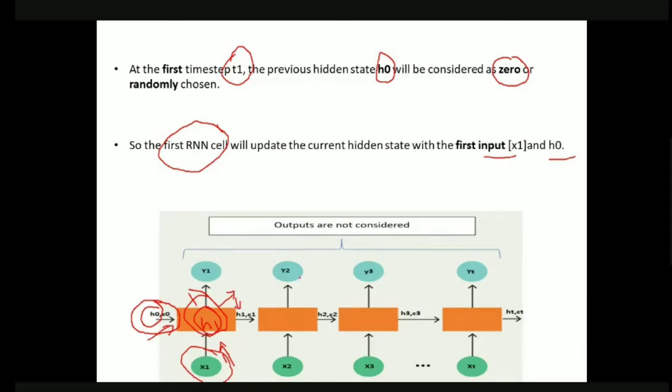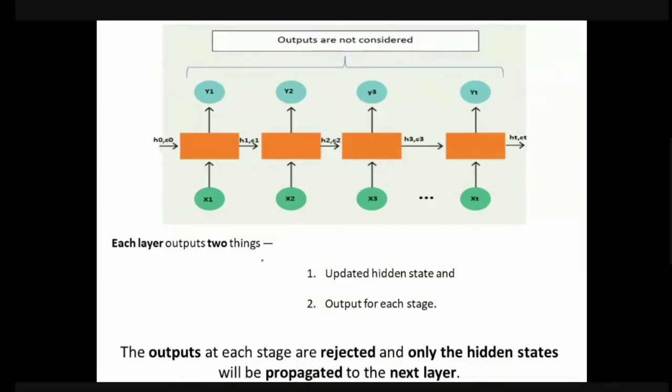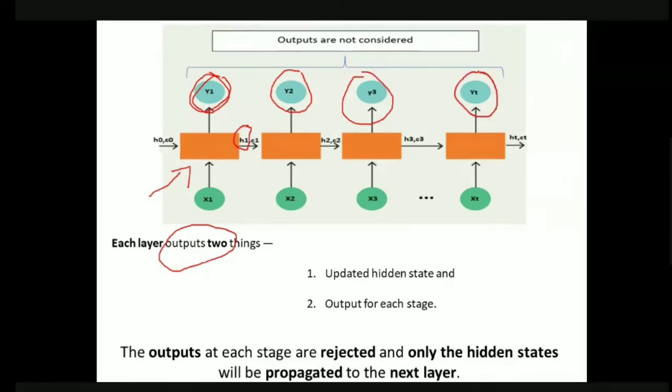Okay. Now, after this, each layer is going to output two things. What are those two things? If you see on the diagram, it is going to output two things. What is the first thing? Updated hidden state. Every RNN unit is going to produce one output, that is the updated hidden state. And the second thing is the output for each stage. So for RNN unit 1, the output is Y1. For RNN unit 2, the output is Y2. For unit 3, Y3. For unit T, YT. So every unit is outputting two things.